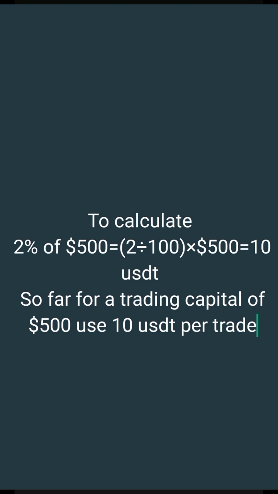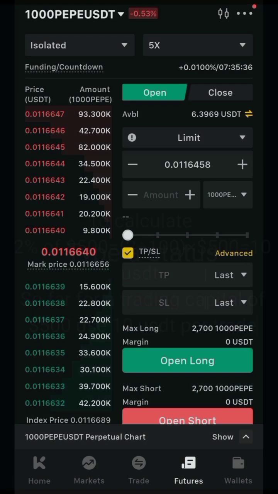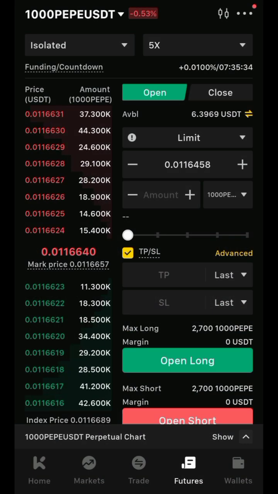Also, if you decide to use 2% of your trading capital on your $500 trading account, to calculate 2% of $500, 2% of $500 equals 2 divided by 100 times 500 equals 10 USDT. So for a trading capital of $500, use $10 per trade, 10 USDT per trade. Now, if you also abide by this rule as a new beginner trader, this will help you predetermine your risks and also manage your psychology.